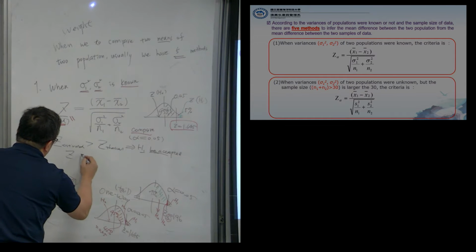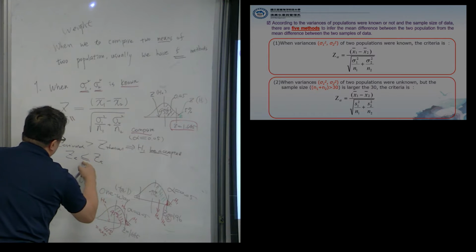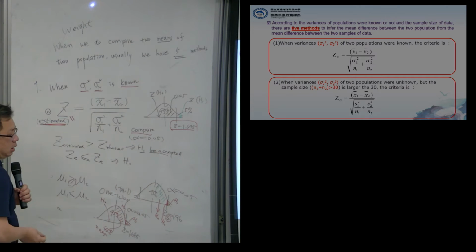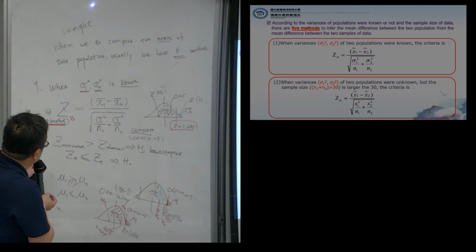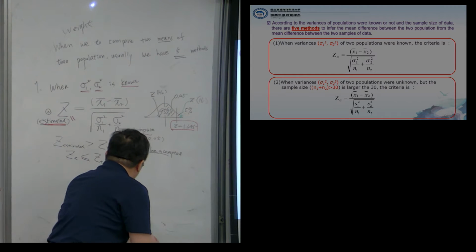On the other hand, the null hypothesis is accepted. Okay. This is the first condition. There will be 5 conditions. First is that.